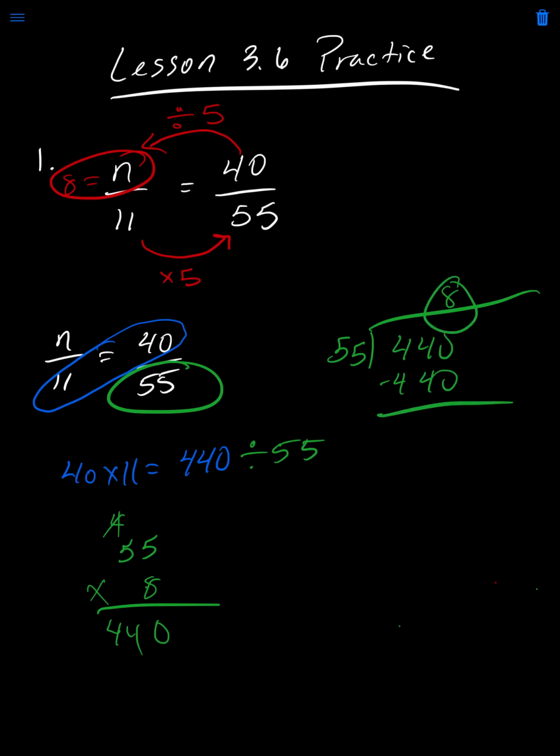So that's 440. So yep, it's equal to 8. So if you want to do it that way, that's fine. I prefer the cross products way because as you guys see, as we keep on going through all of these, it's going to get much more complicated than what we just started off with. So that's how you do numbers 1 and 2.